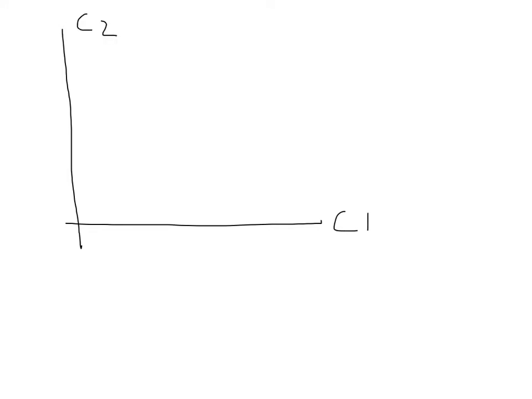Okay, so this is called intertemporal choice, and what we're going to try to represent on the two axes is consumption in period 1 and consumption in period 2, and we're going to measure C1 and C2 in dollars. Okay, so that means implicitly that the price of a unit of C1 is $1 and the price of a unit of C2 is in dollars.